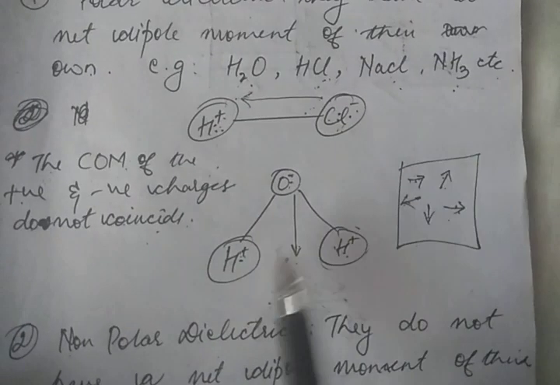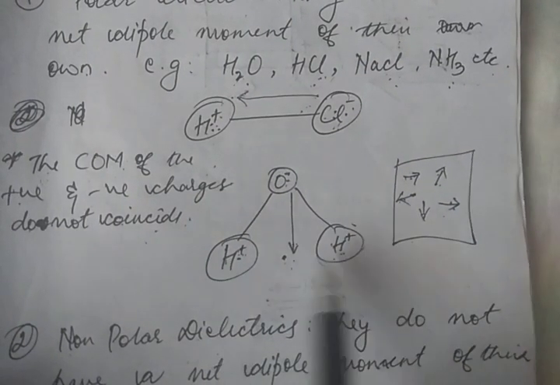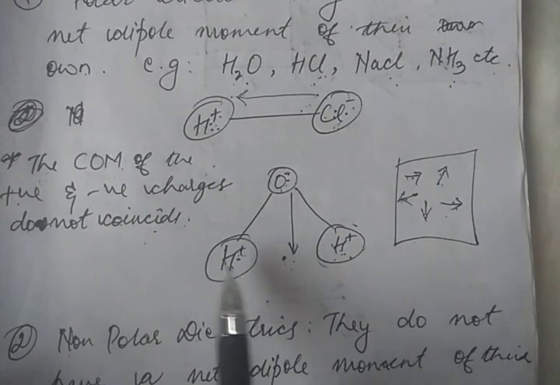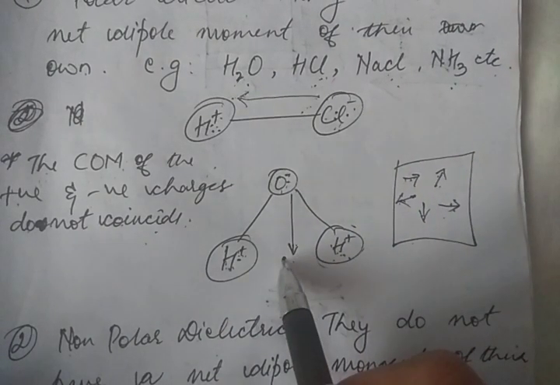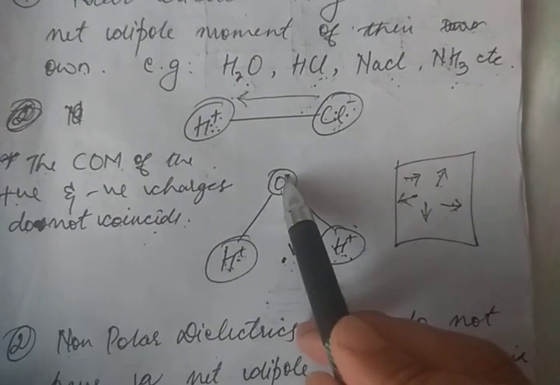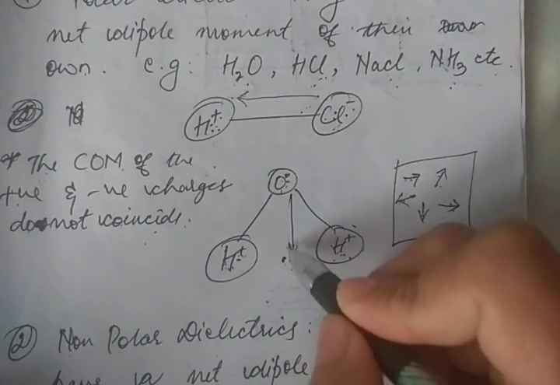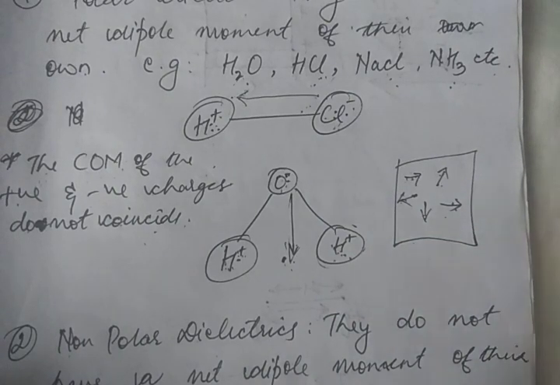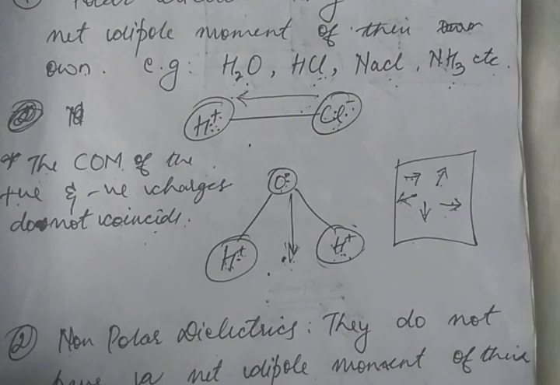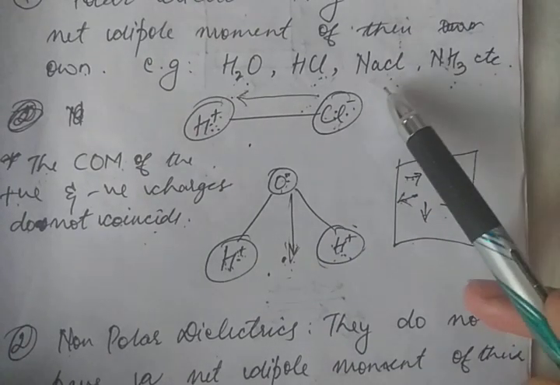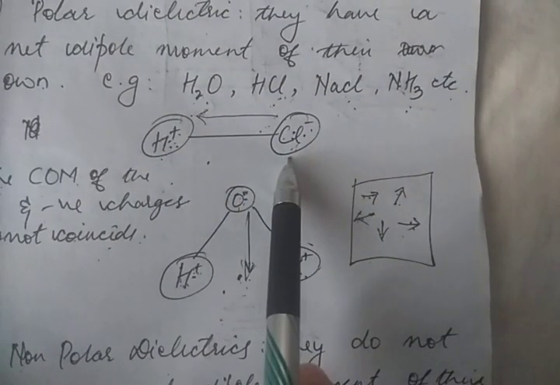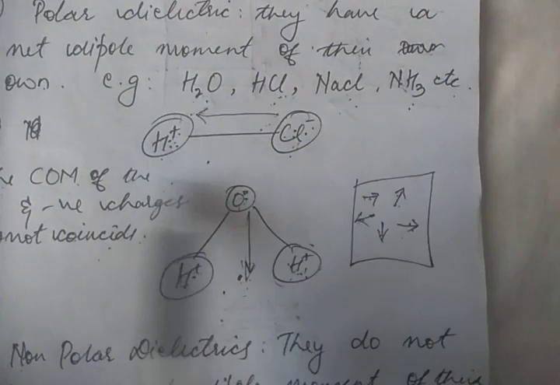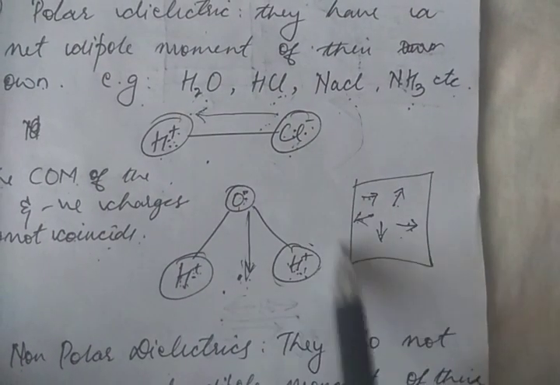Another example, let us take water. So H2, this is H plus, and oxygen O minus over here. The center of mass of these two positive charges is somewhere in between them, and the center of mass of the negative charge is over here, thereby the net dipole moment will be in this direction. So HCl and H2O are polar dielectrics. The same holds for NaCl and NH3 as well. But do remember, when we look at H plus and Cl minus, likewise H2O, we are only looking at one molecule of HCl and one molecule of H2O.